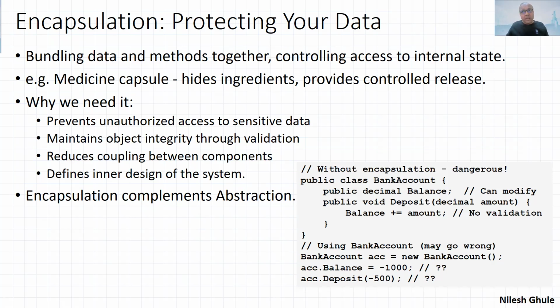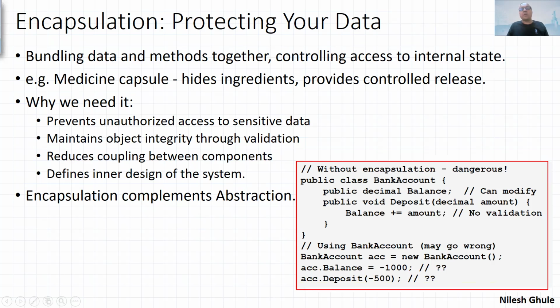If there is no encapsulation, your data will be accessible to anyone directly. And if it is accessible directly, someone might set wrong values there. Let me show you a simple example. You can see a very simple bank account class with a data member balance, and you can note that I have made it public. Also, I have written a deposit method and I'm adding some amount without any kind of validation.